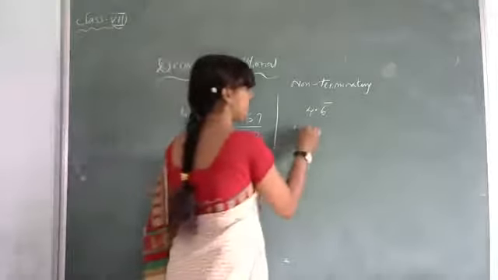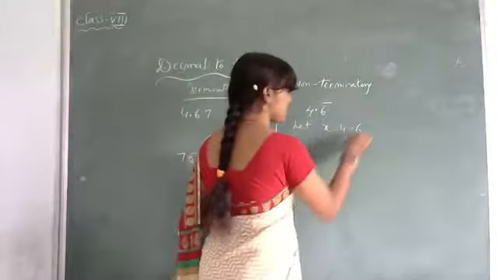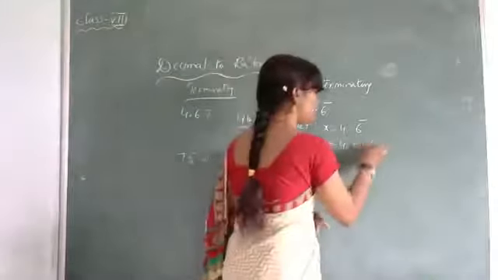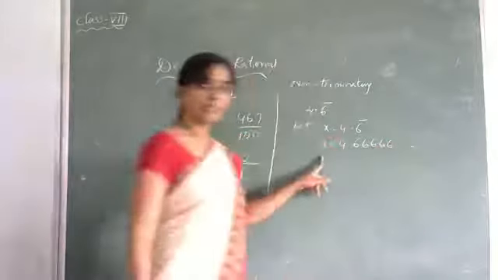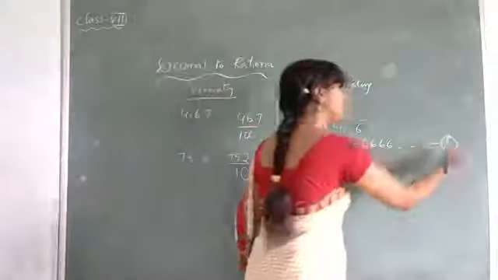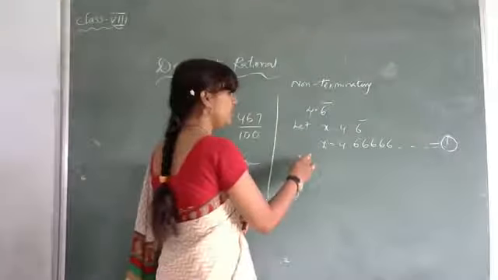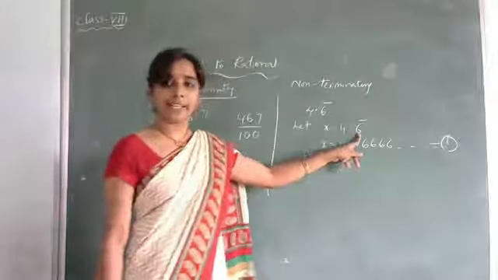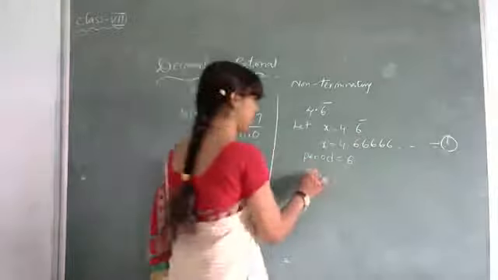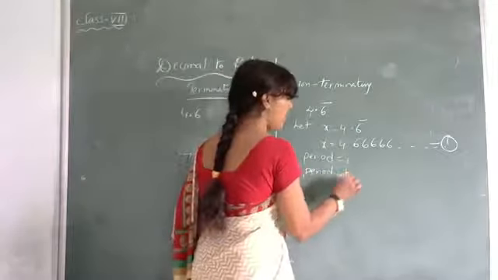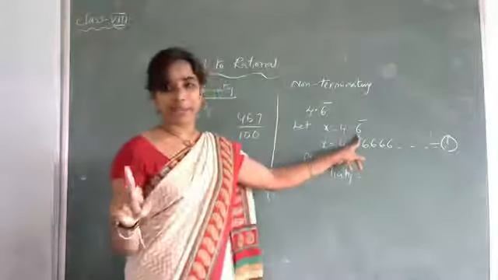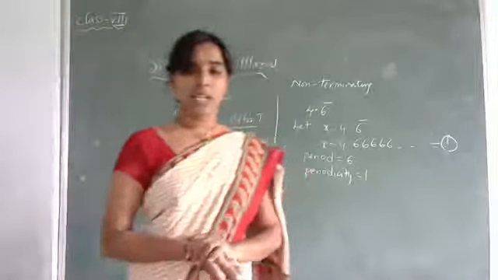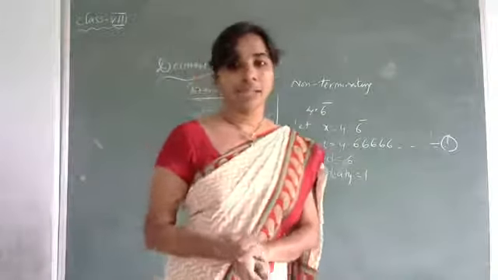So let x equal 4.6 bar. I am expanding this. 4.6 bar, we have to write the expanded form and so on. So this is our first equation. What is the period here? Period is the repeating number. What is the number repeating here? 6. That's why period is 6. What is the periodicity? How many numbers are repeating here? Only one number is repeating. So periodicity is 1. If only one number is repeating, then we have to multiply the equation with 10.